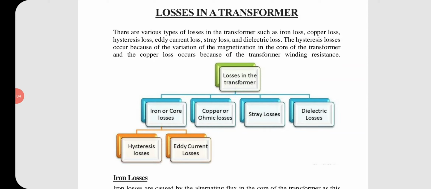Now we are going to discuss the losses in the transformer. There are several losses because of which, whatever power we feed to the input side of the transformer, we do not get the same amount of power from the output side. It is because of these losses.